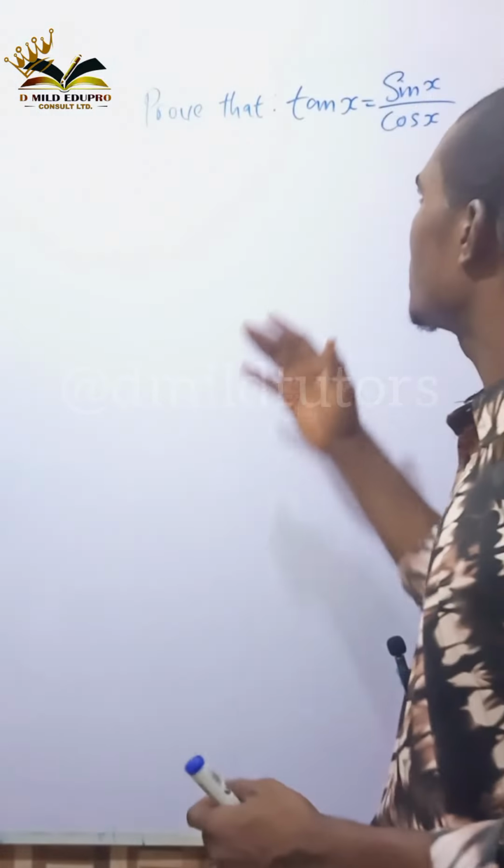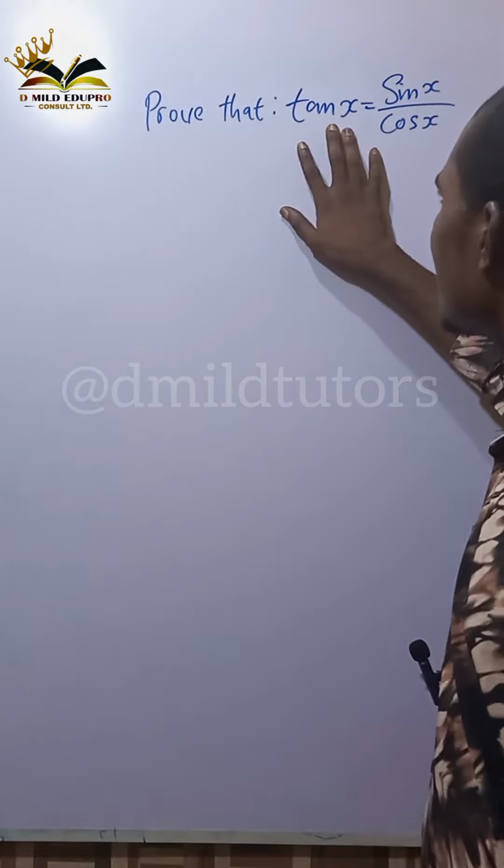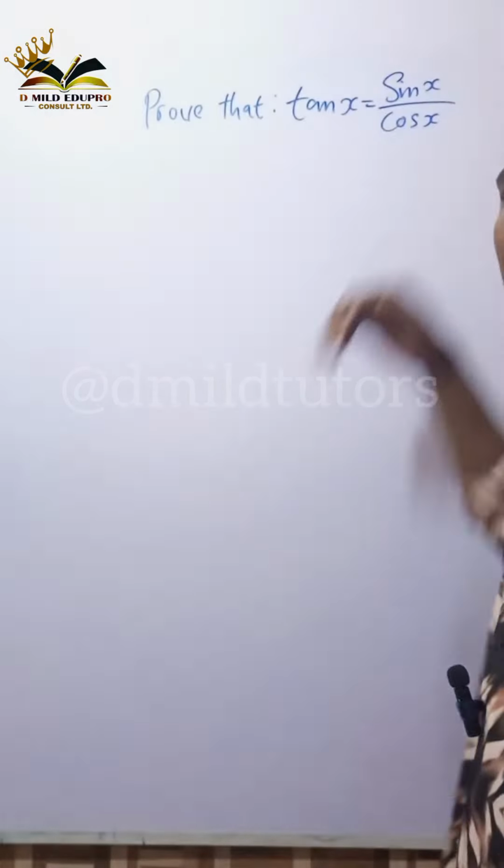Hello guys, this is trig identity. We're asked to prove that tan x is equal to sin x over cos x.